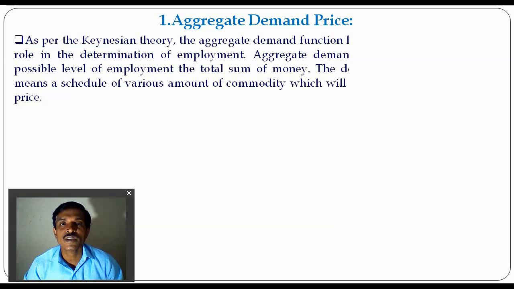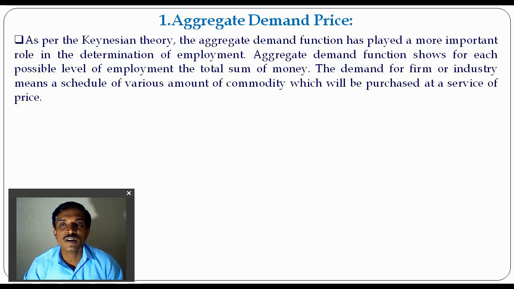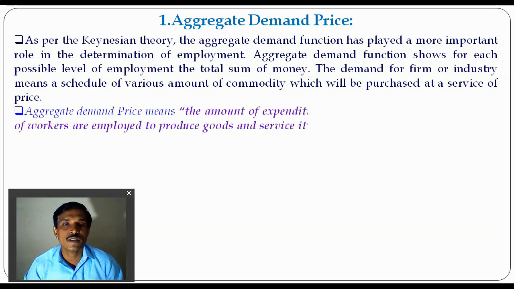As per the Keynesian theory, the aggregate demand function plays a more important role in determining employment, because in the short run the factors of aggregate supply are constant. The aggregate demand function shows, for each possible level of employment, the total sum of money. The demand for a firm or industry means a schedule of various amounts of a commodity which will be purchased at a given price.